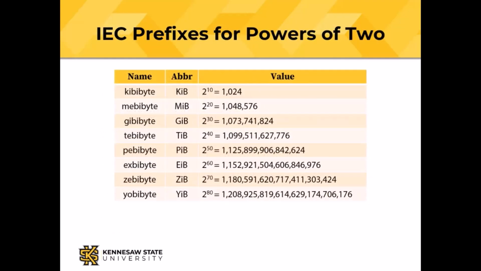So 1 kibibyte is 1,024 bytes. We get the extra 24 there. A mebibyte is a little over 1 million. A gibibyte is a little over 1 billion.